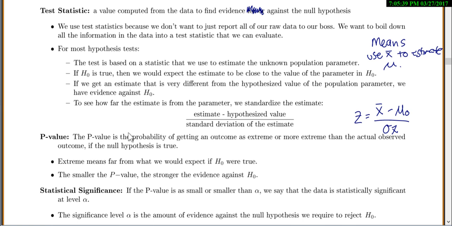Your p-value, once again, is the probability of getting an outcome as extreme or more extreme than the actual observed outcome if the null is true. Now, extreme means far from what we'd expect if the null were true. Which means, and this is the very important part here, the smaller the p-value, the stronger the evidence against the null hypothesis. So smaller p-values give you more evidence.